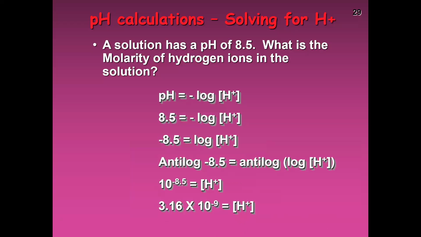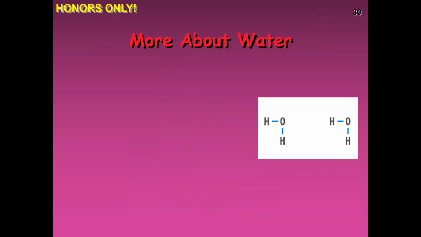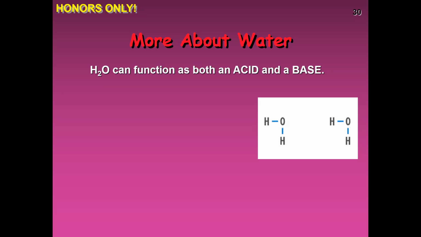Okay, so I get 3.16 times 10 to the negative 9. Now water, this is why we call it amphoteric. It's because it can function as an acid and a base. Why? Because when it dissociates, it fulfills both definitions. It produces hydrogen ions and it produces hydroxide ions, because that is what water is. It's a hydrogen and a hydroxide ion together.